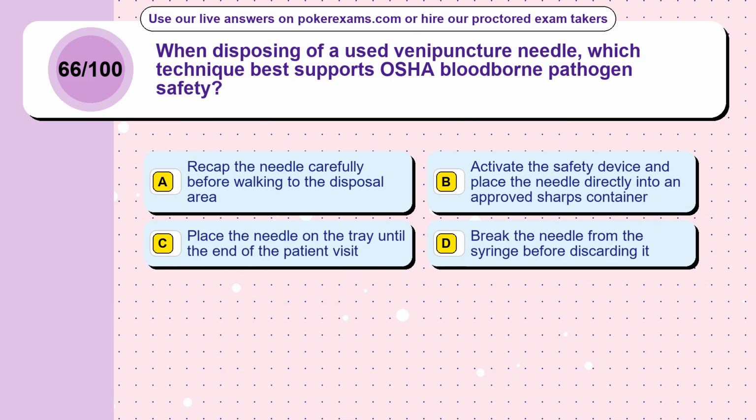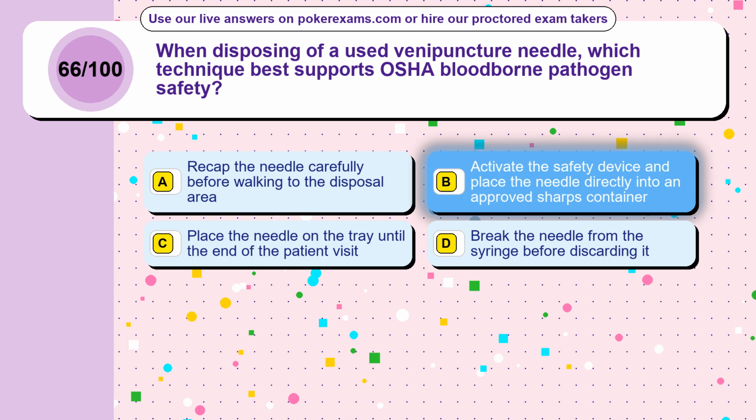Question 66. When disposing of a used venipuncture needle, which technique best supports OSHA bloodborne pathogen safety? Option A. Recap the needle carefully before walking to the disposal area. Option B. Activate the safety device and place the needle directly into an approved sharps container. Option C. Place the needle on the tray until the end of the patient visit. Option D. Break the needle from the syringe before discarding it.